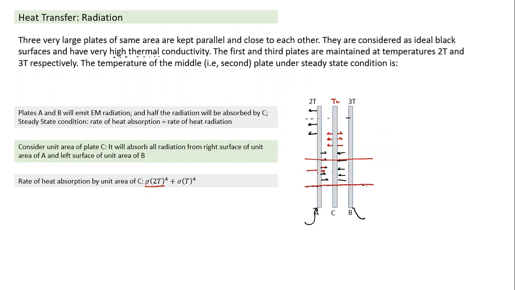E is equal to 1 here. Area also is 1. So sigma into (2T)^4 is the heat radiated by the right surface of the 2T plate, and this is the heat absorbed by the left surface of plate C. In a similar way, the heat radiated by the left surface of the 3T plate will be equal to sigma into (3T)^4, and whatever heat is radiated is absorbed. So this is the rate of heat absorption per unit area of C, from both sides.